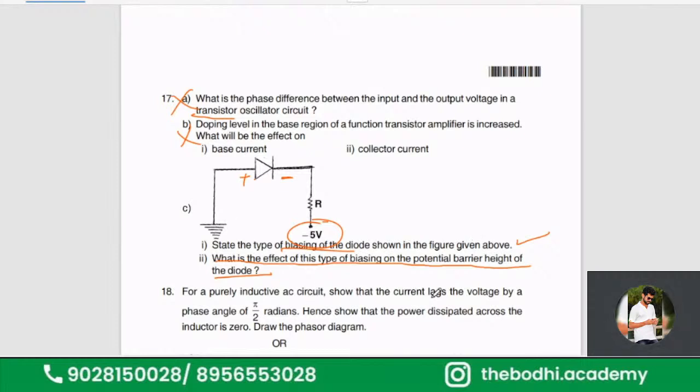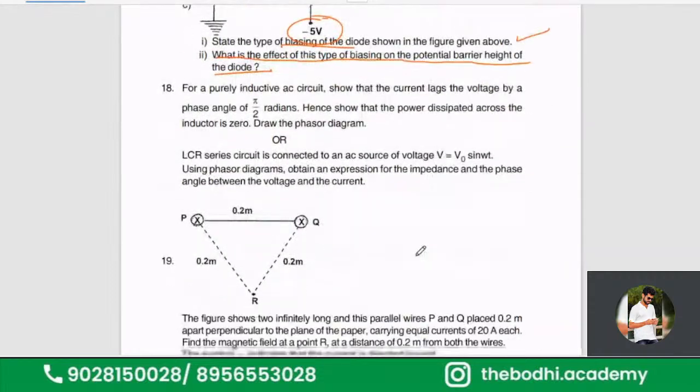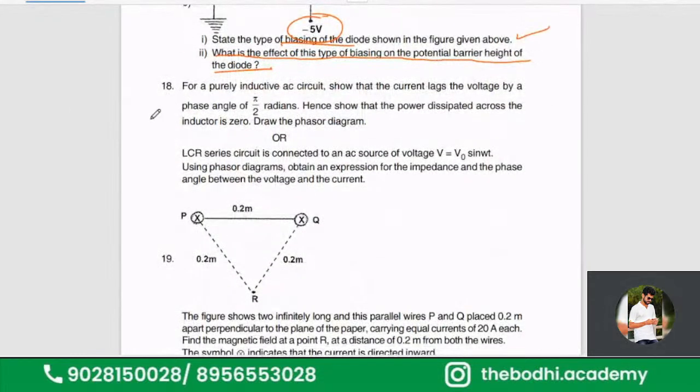Next one. 18th. For a purely inductive AC circuit, show that the current lags the voltage. Okay, this is a simple derivation. As I said, we'll have a compilation video of all the important derivations. That time we will do it. 18th O is also a derivation. Very simple though.